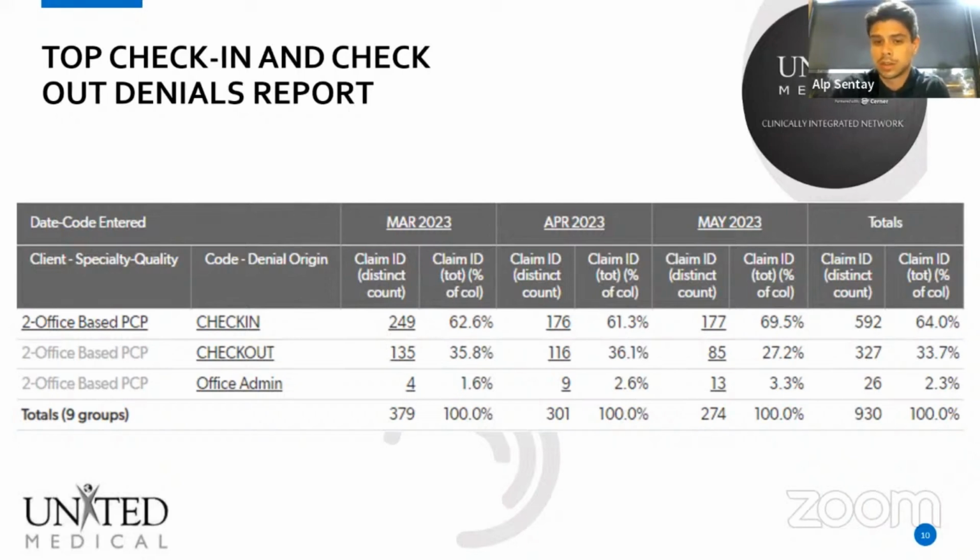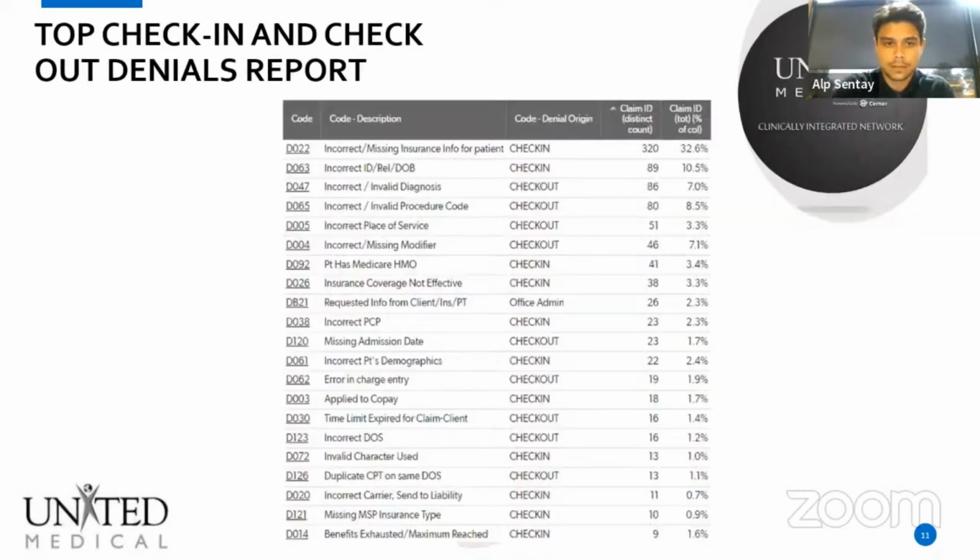We can also take a look at these numbers month by month. So for example, the checkout was at 135 total denials in March, then that went down to 116 in April, then that went down to 85 in the month of May. And then we have the same report with a little bit more explanation, but this is showing the total number. We can also divide these by months as well, but this also includes what kind of D code we use and the code's description as well.